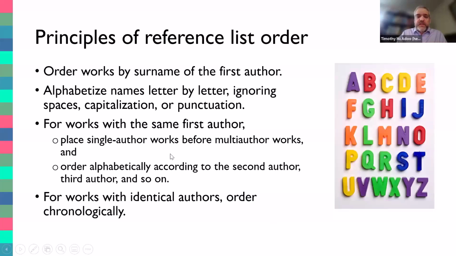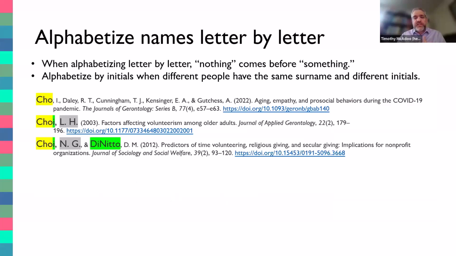The second basic principle is that when a work has just one author, that reference is going to come before any other references that start with that same author and then co-authors. So a single author reference is always at the start. And so here are some examples. The first bullet says that when alphabetizing letter by letter, nothing comes before something. And we use that in two ways that we'll show in these examples. First, when comparing the spelling of names, and then second, when comparing the number of authors in a reference.